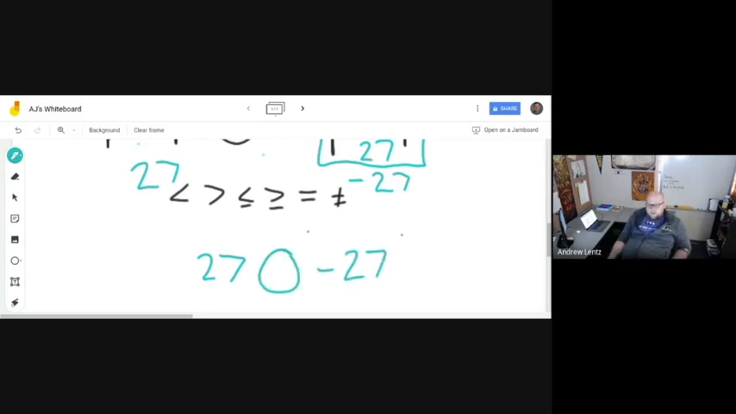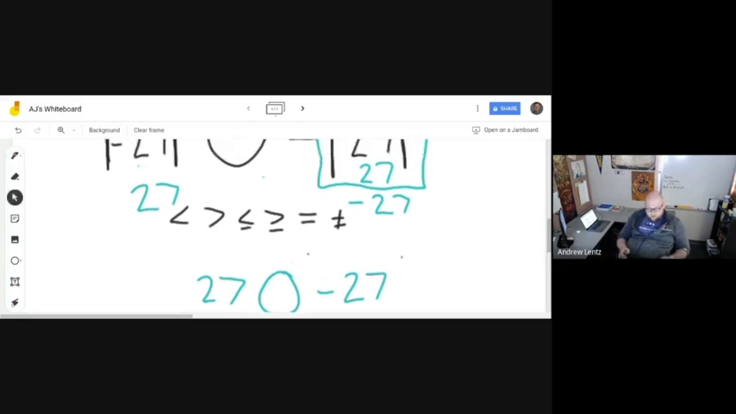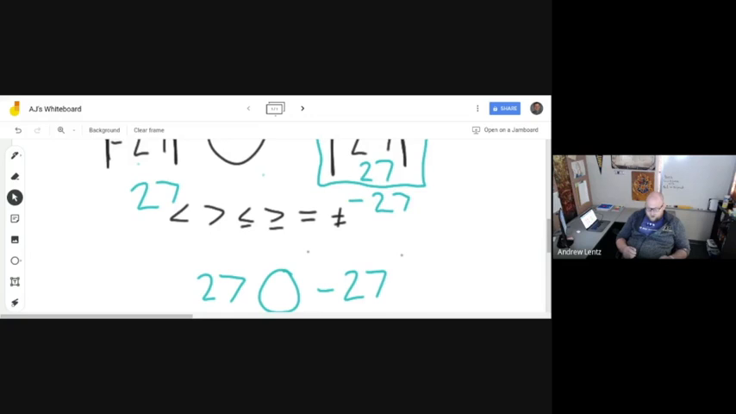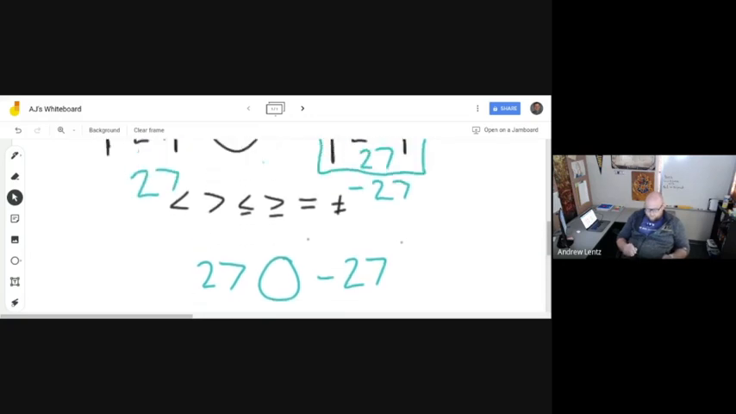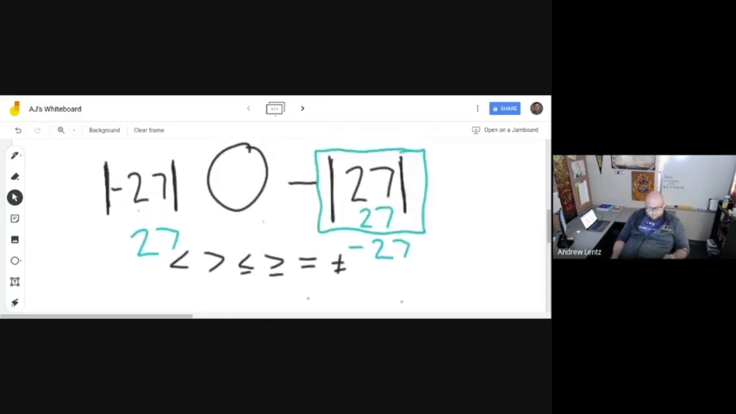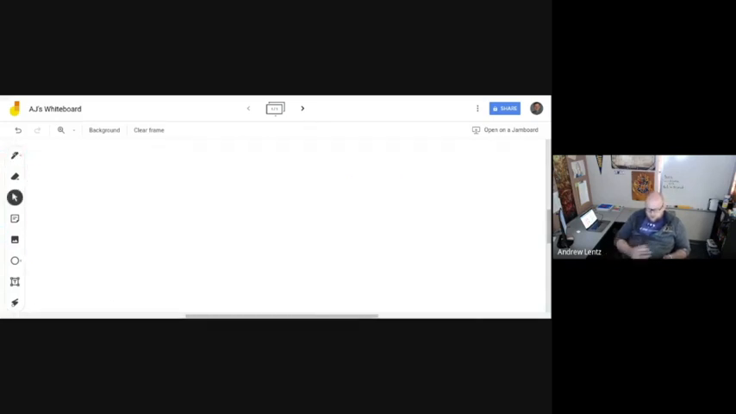So our problem, once we've simplified it down a little bit, is now 27 compared to negative 27. Do we see how I got negative 27 out of this up here? Correct answer is this. Okay, so let me break it down one more time, and then we'll address this in small groups if we need to.